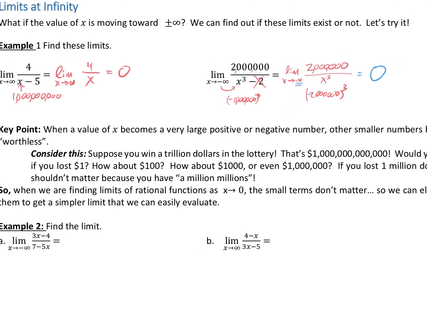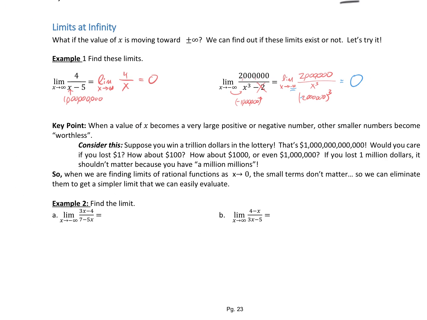So the big idea is this. Key point. When x becomes very large, either a large positive or a large negative, the other numbers become worthless. It's like this. Imagine that you won $1 trillion in the lottery. So that's this many here, and we got 12 zeros there, $1 trillion.